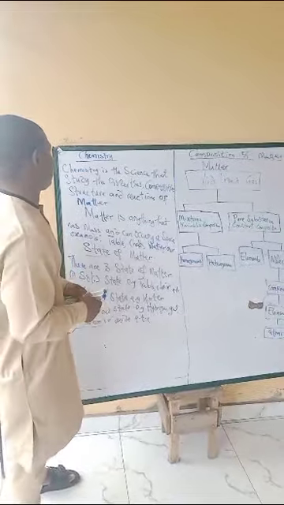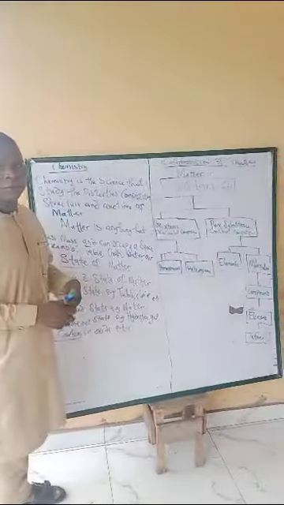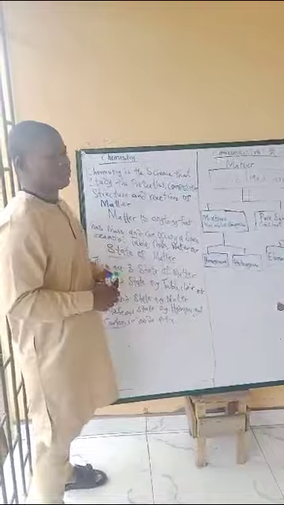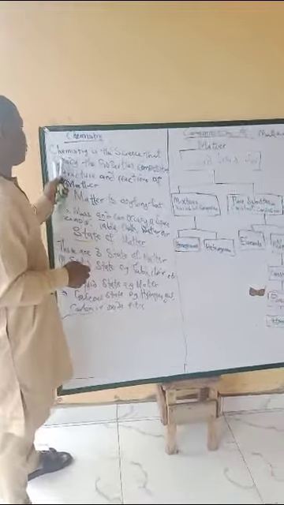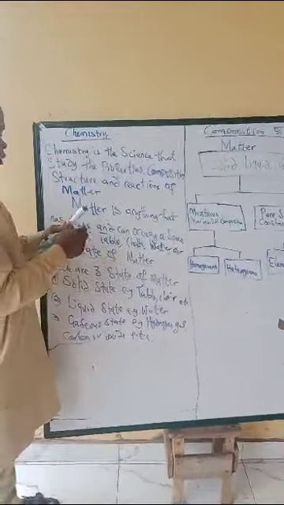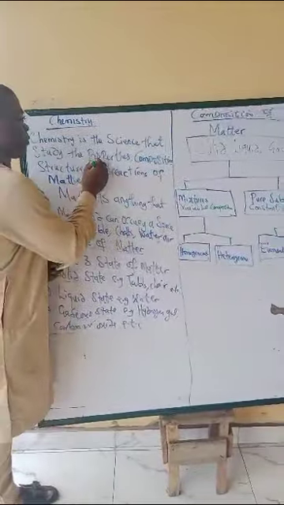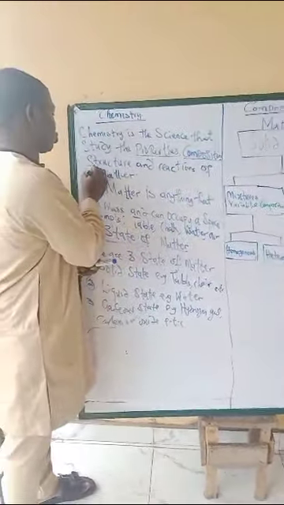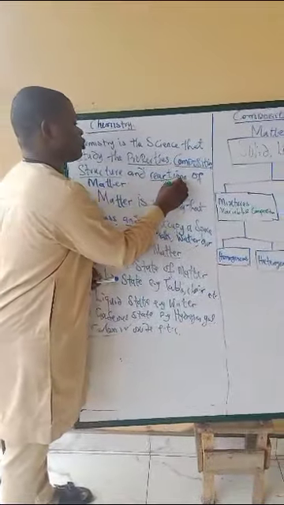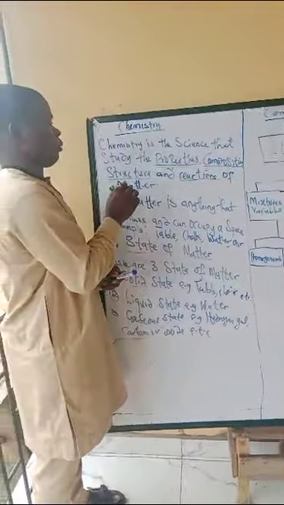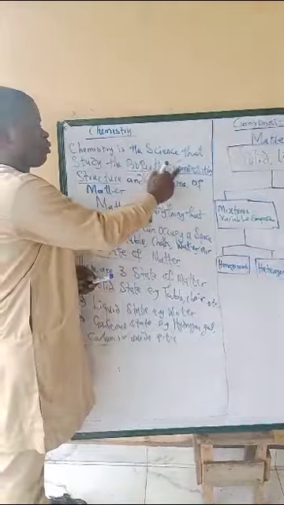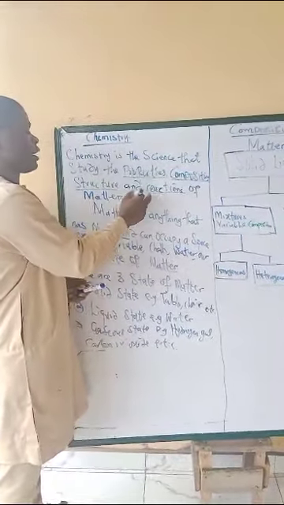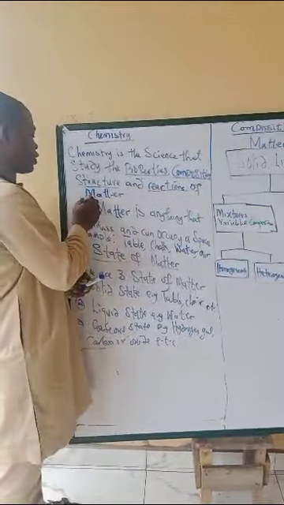In our class today, we'll be discussing chemistry. First, let's understand what chemistry is. Chemistry is the science that studies the properties, the composition, the structure, and the reactions of matter. Properties of matter, composition of matter, structures, and most importantly, the reactions of matter.